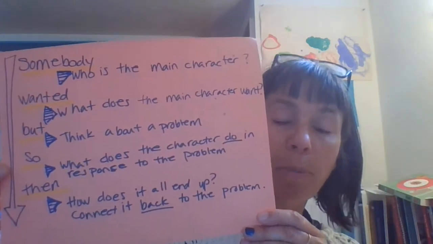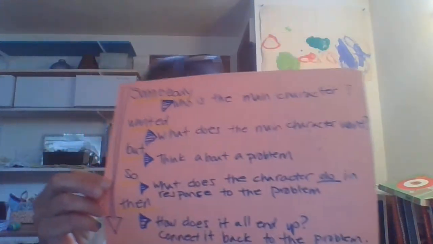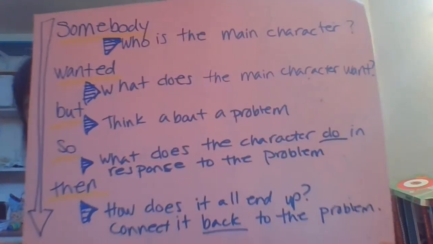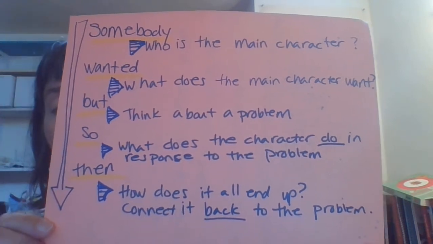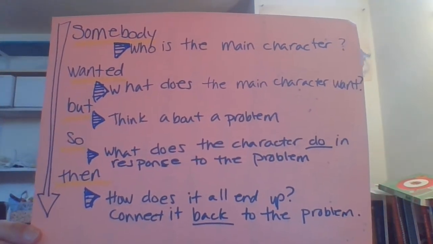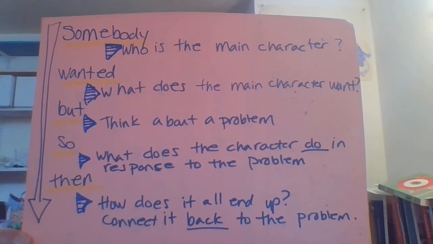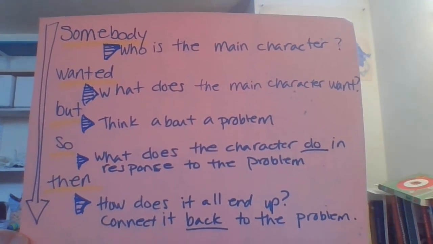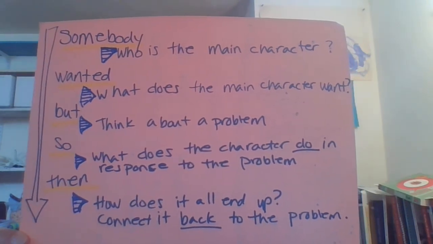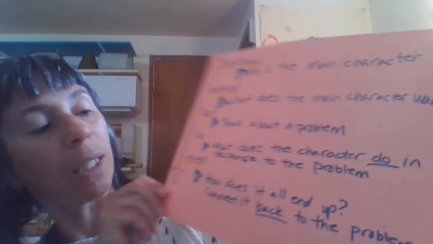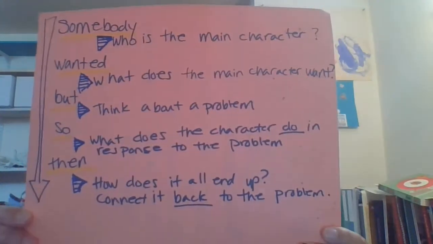These directions will also be posted on Schoology. If you don't have that, go ahead and take a good look at this. Somebody wanted, but so then. Who is the somebody? What do they want? But why couldn't they get it? So what did they do? And in the end, how did it all end up? Just for the first chapter.